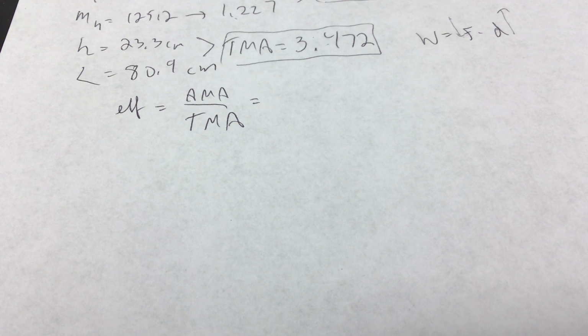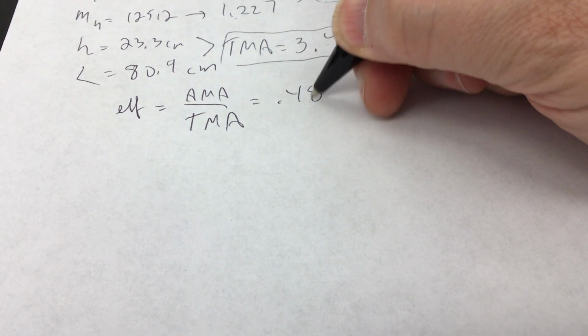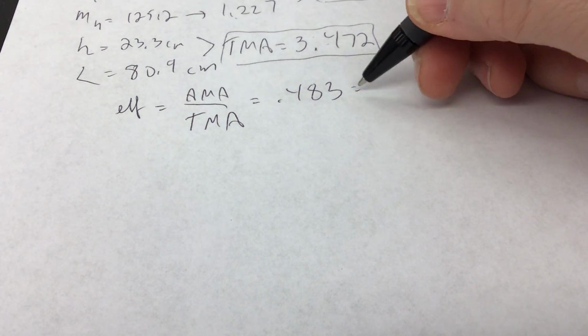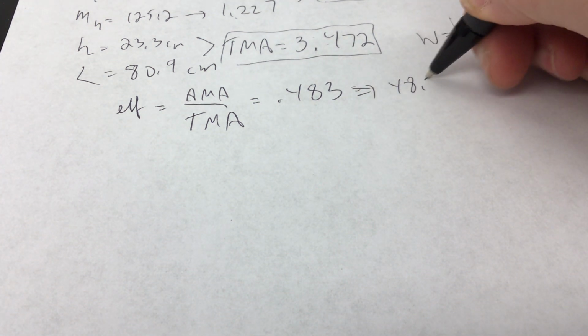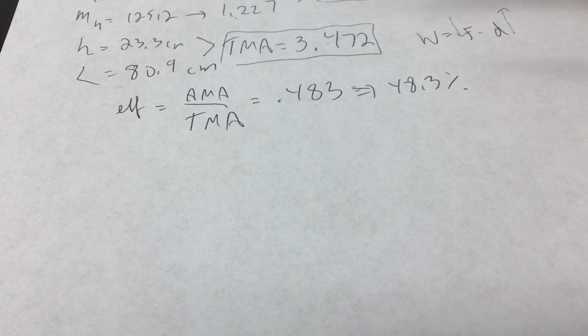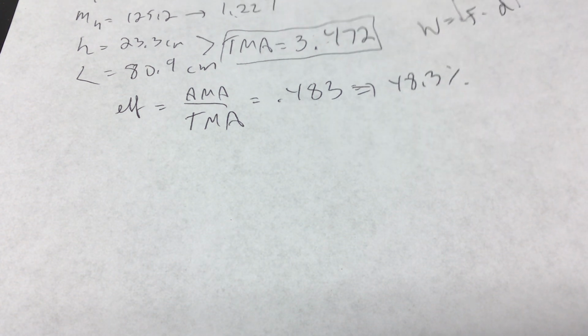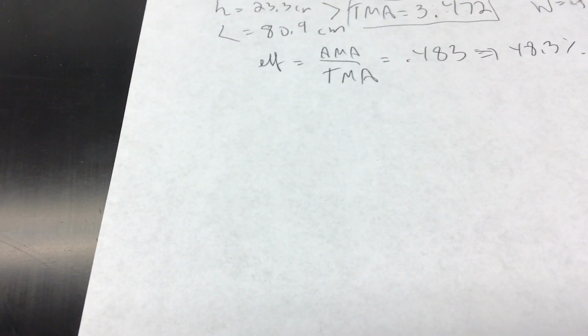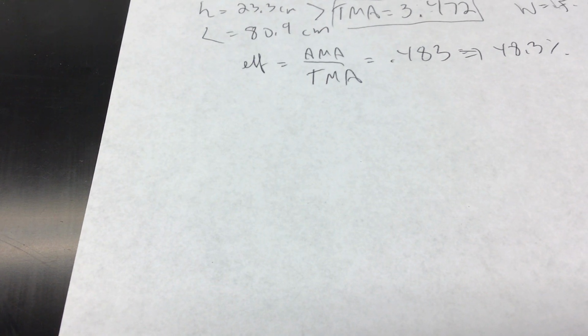So 1.676 divided by 3.472. That'll give you the efficiency. So I get 0.483. Now that corresponds to 48.3% efficiency. In other words, about 50% of the energy is being wasted in the form of friction. It's because you're wood on wood. If you had wheels underneath there, the efficiency would be much, much higher.